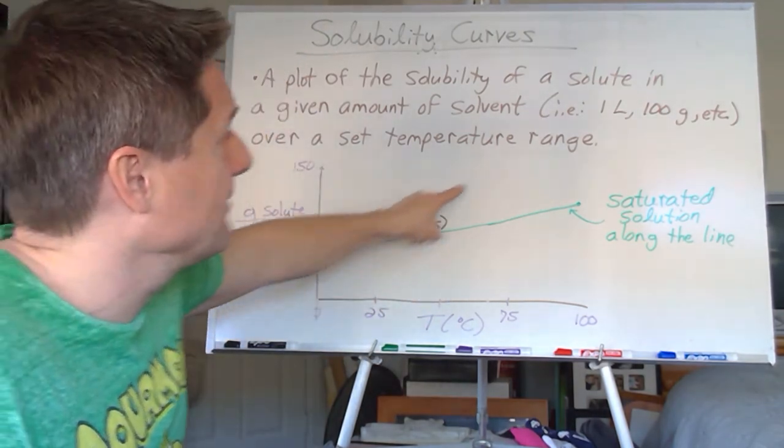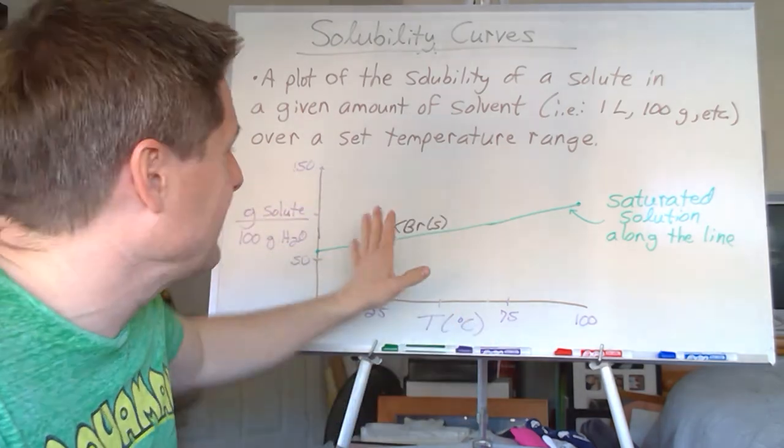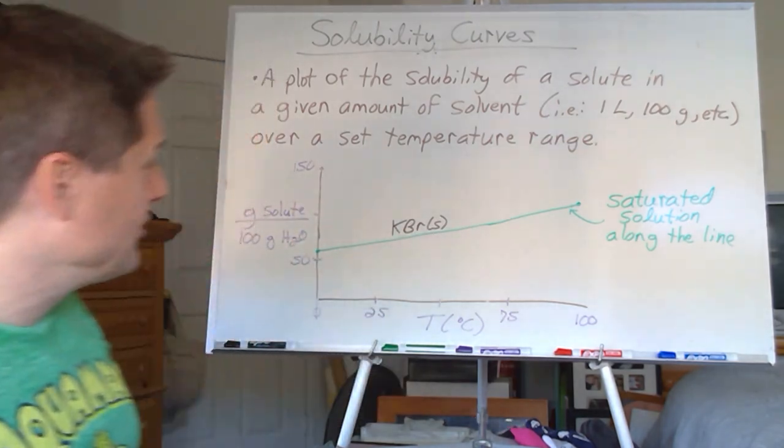Some might have different slopes. Some might curve a little bit. So each solid is going to have its own unique solubility curve. But it is just a summary of all the information we need.